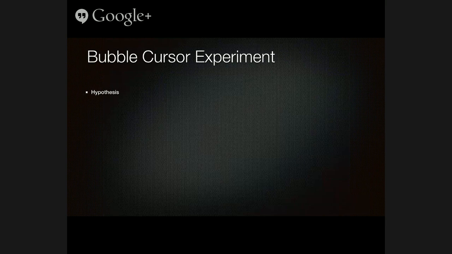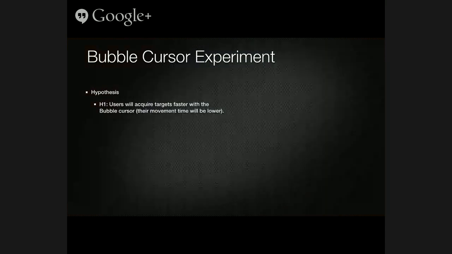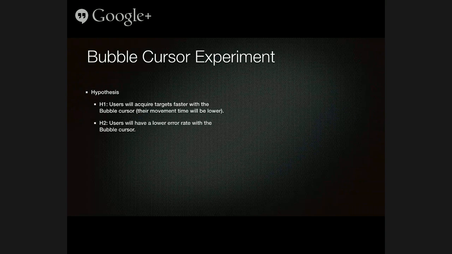Okay, so that's a perfectly reasonable hypothesis, that users will acquire targets faster with the bubble cursor. That is, their movement time will be lower. Okay. How about another hypothesis? The users can hit the targets they're looking for more accurately. Okay, so that there will be fewer errors is another reasonable hypothesis. Those are the two that I've got here.